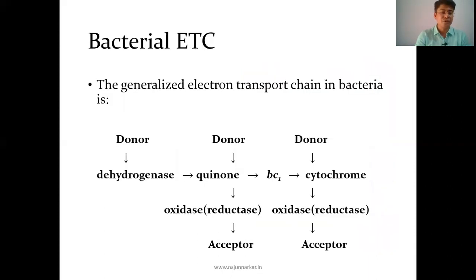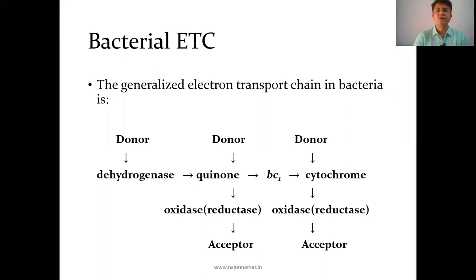Bacterial electron transport chain. The generalized electron transport chain in bacteria is shown in this figure, where from the electron donor, the electron can be given to the dehydrogenase complex, which in turn gives electrons to quinone, and the electron then gets transported to BC1 complex, cytochrome BC1, and then to the cytochrome C, then to the oxidase, and then to the terminal electron acceptor.